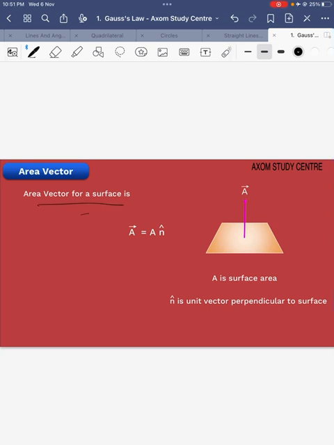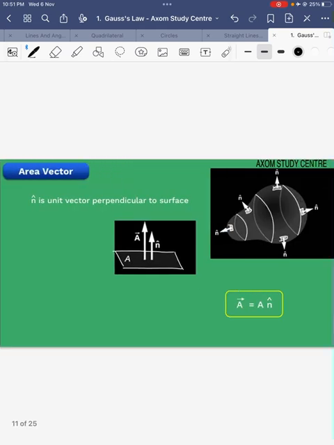Now, what is the area vector? If A is a surface, then perpendicular to this surface is the area vector. It depends on the coordinates like x, y, z. If this is the area, then this would be the area vector, perpendicular to this surface.